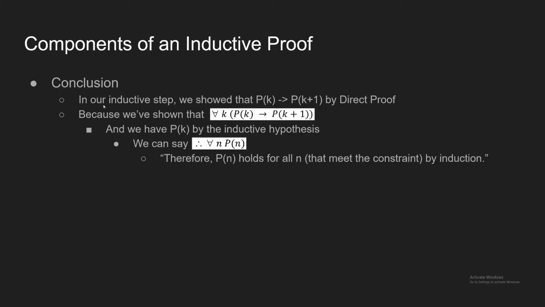In our conclusion, we indicate that in our inductive step, we show that P(k) implies P(k+1) by direct proof. Because we've shown that for all k, P(k) implies P(k+1), and we have P(k) by the inductive hypothesis, we can move forward to say for all n, P(n). Therefore, P(n) holds for all n that meet the constraint by induction. And that's our closing line.